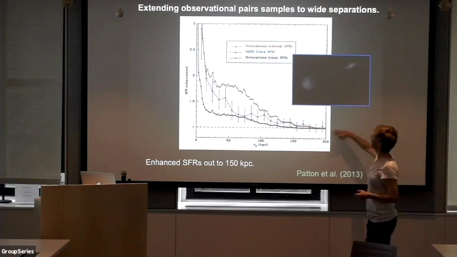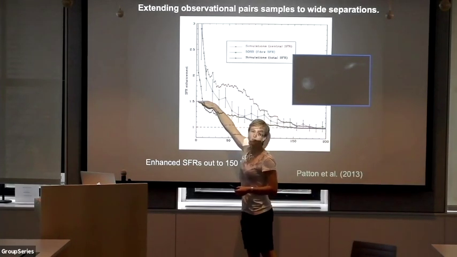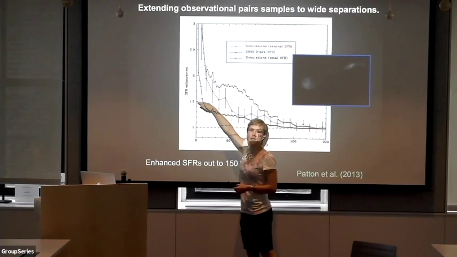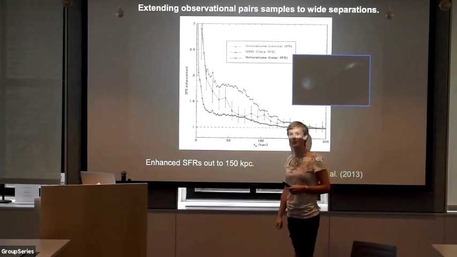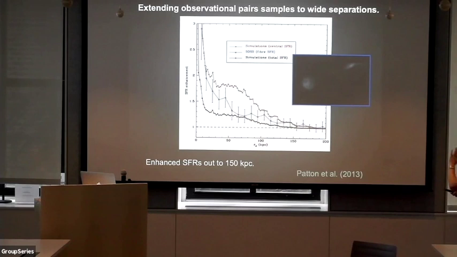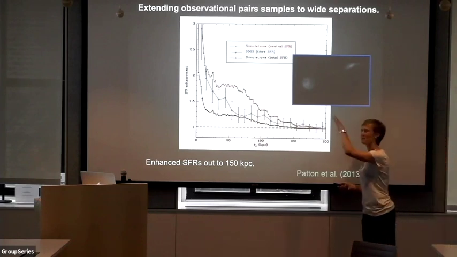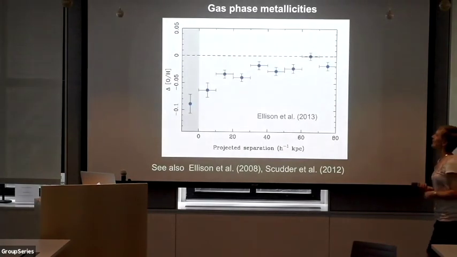And when you say enhancement, you're just comparing to the ones who are in isolation? Exactly. For comparable properties. So this star formation rate enhancement would be 50% more than you would expect in your mass, redshift, environment matched control. It's good to clarify that because we're going to see several plots with these kinds of sets of axes. All right, next up is the gas phase metallicity.